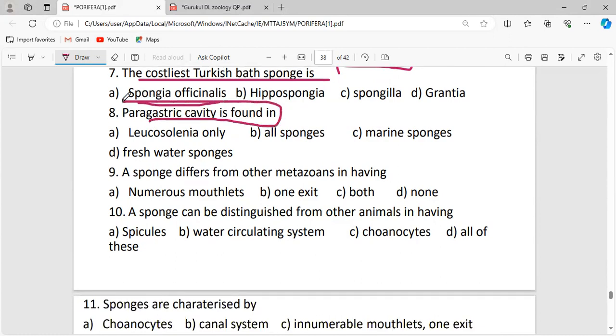Paragastric cavity. What is the paragastric cavity? It is the spongocoel, the central body cavity, and it is found in Leucosolenia only, all sponges, marine sponges, or freshwater sponges. If you know the general canal system structure, you could easily answer this question.